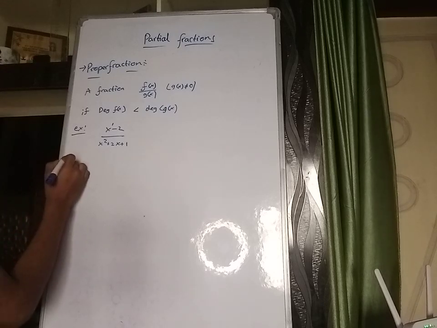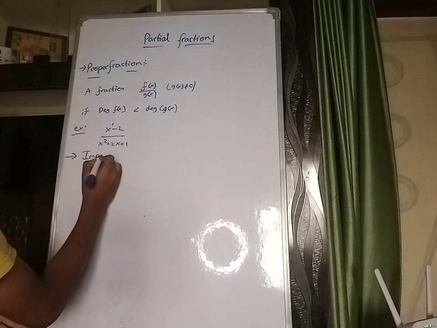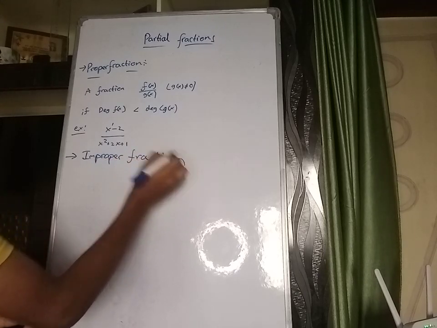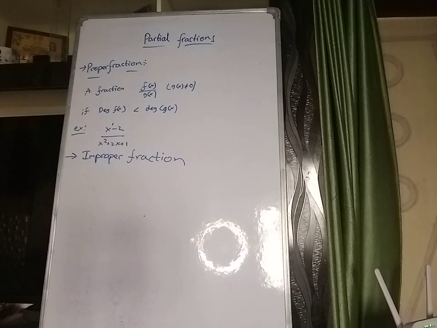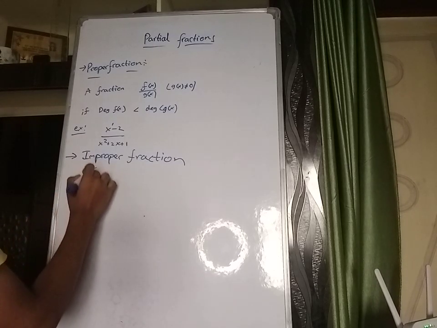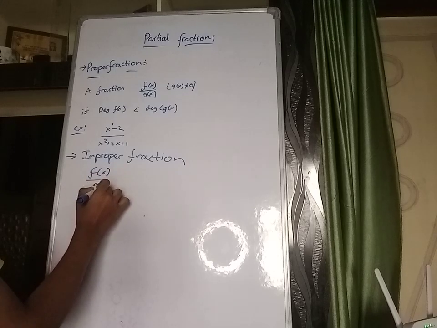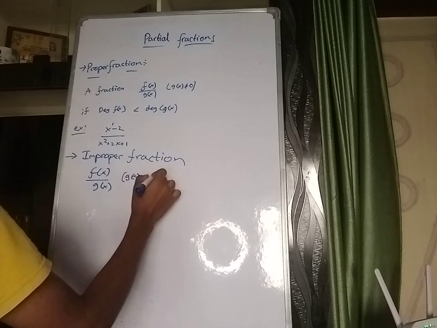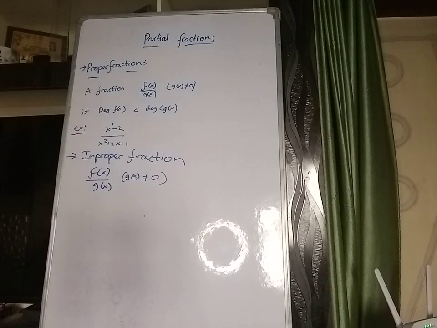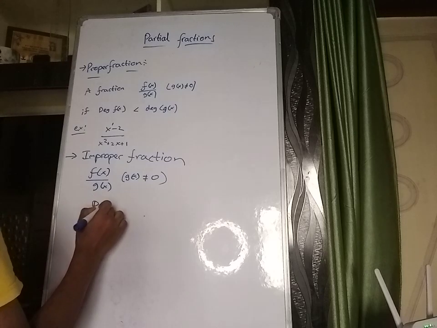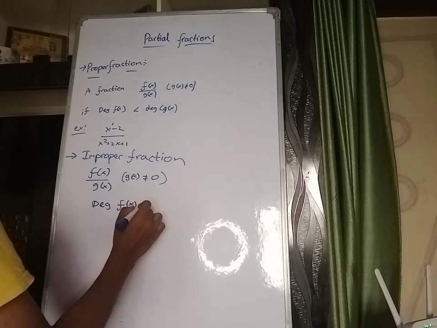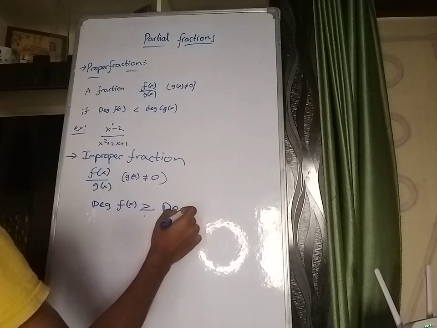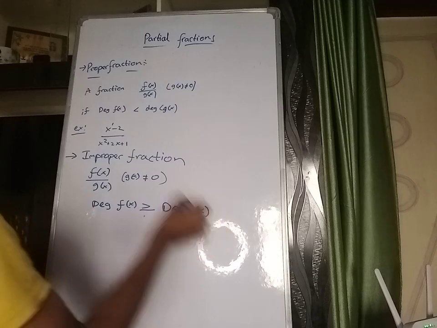Now let's talk about improper fraction. An improper fraction is a fraction f of x by g of x where g of x is not equal to 0, and it is said to be an improper fraction if and only if the degree of f of x is greater than or equal to the degree of g of x.